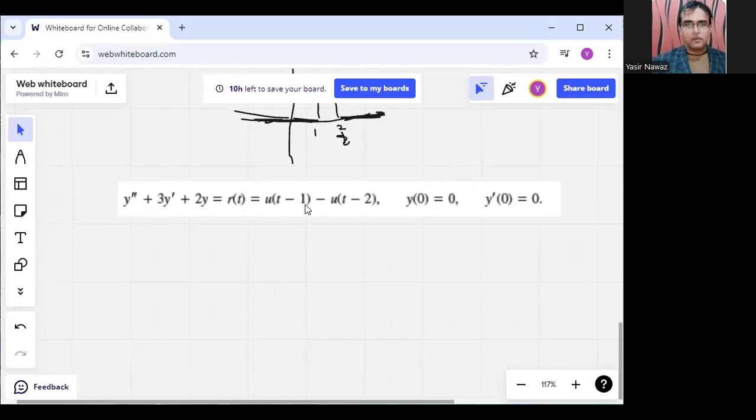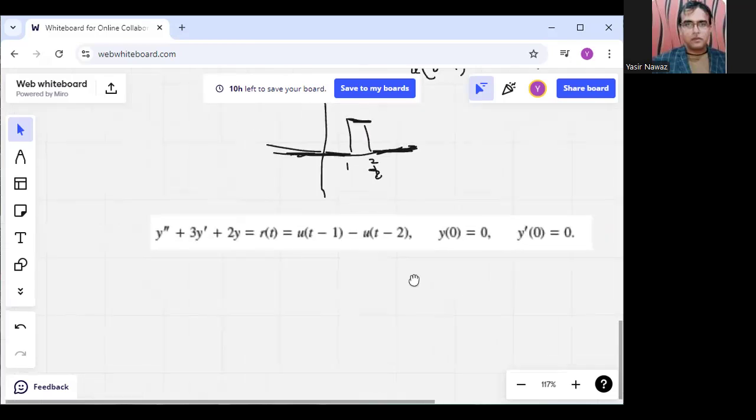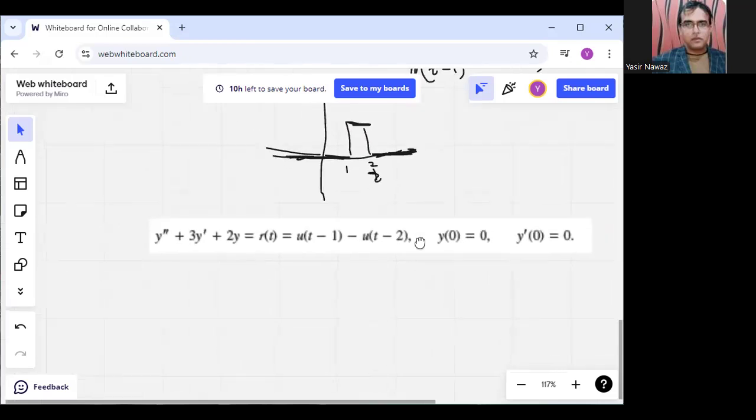So u(t minus 1) is actually a translated unit step function, and minus u(t minus 2) is the reflected and translated unit step function. The initial conditions are also given: y of 0 is 0 and y prime of 0 is equal to 0. So now I will try to apply the Laplace transform on it.